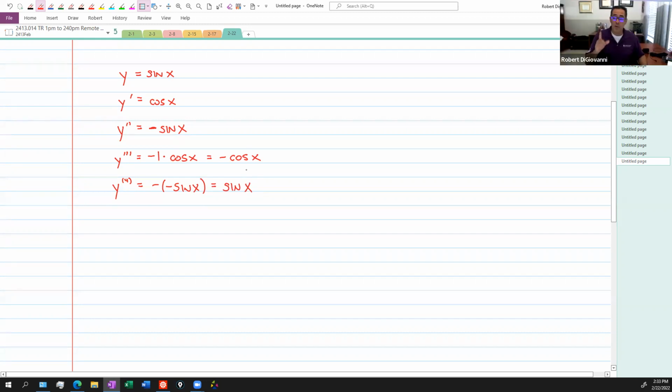And now we're back to where we started, right? So now it should just repeat the pattern. The fifth derivative should be cosine x. The sixth derivative should be, well, what came next? We had sine x, then cosine x, then it should be negative sine x again. And then the seventh derivative would be negative cosine of x. And then the eighth derivative would be, well, we'd be back to sine, right?